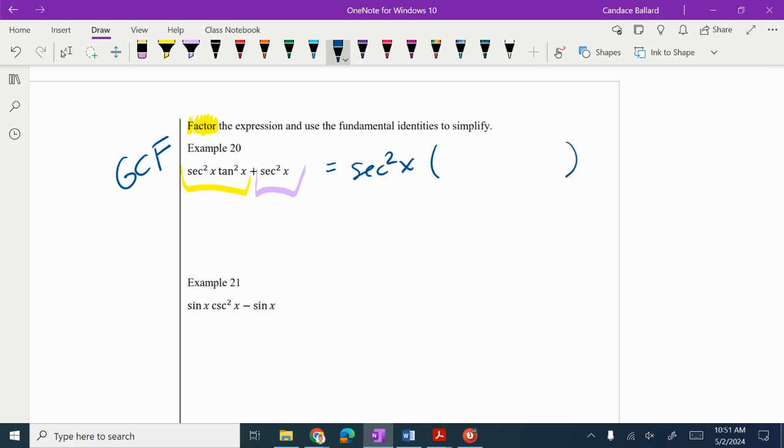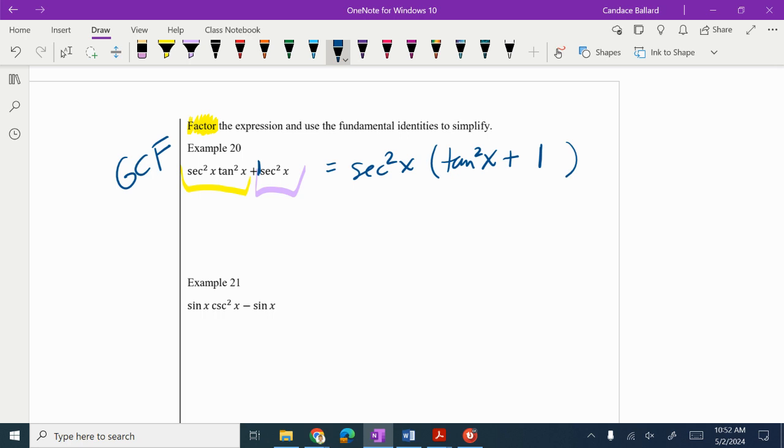Okay? So just like any other greatest common factor factoring we have done, what would be left behind in the yellow group? Tangent squared x. Good. Then there's a plus sign. Technically, there's always what number out in front of everything? 1. So what's left behind in the purple group? 1. Okay. That wasn't terrible. Wasn't so bad.